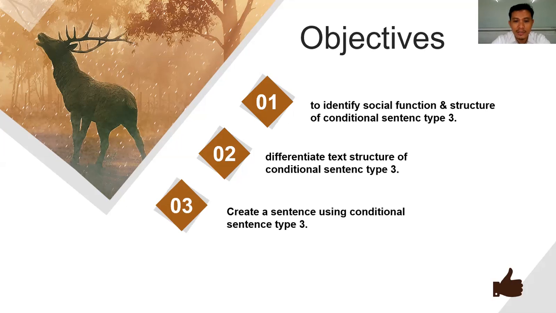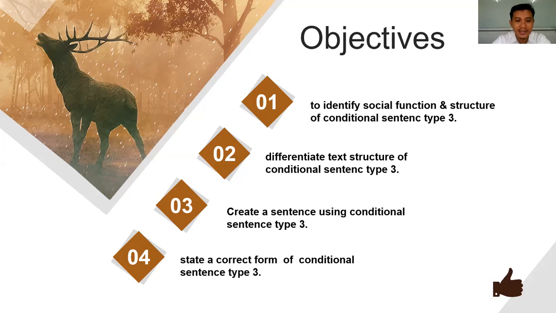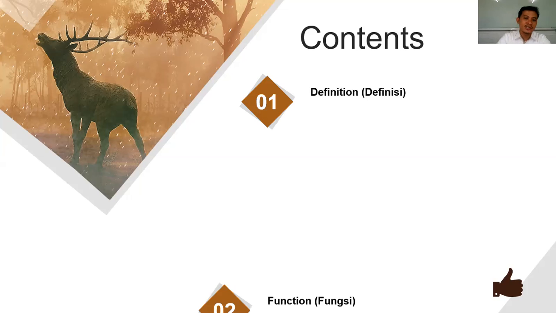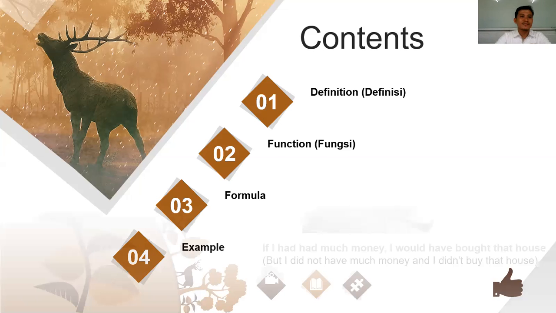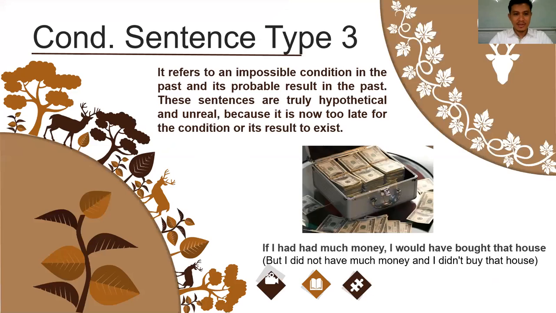And then you will be able to create a sentence using conditional sentence type 3, and state the correct form of conditional sentence type 3. If I give you some questions, you will be able to identify whether the sentence is correct or not. That is the objective of our learning today. The contents: we are going to study the definition, function, and formula of conditional sentence type 3, and a lot of examples.